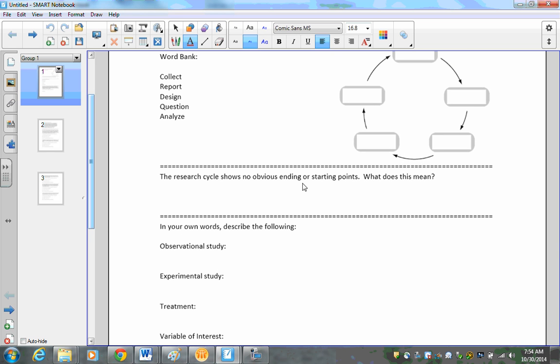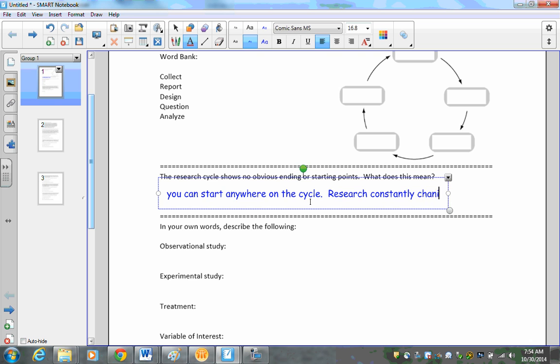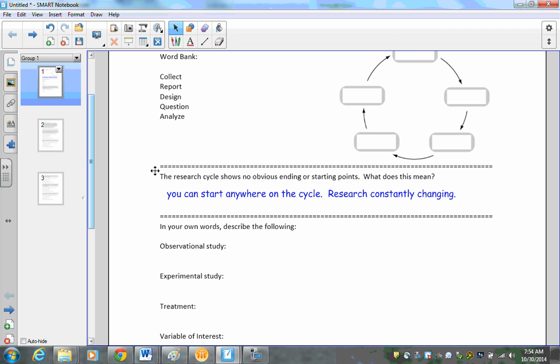Research cycle shows no obvious ending or starting points. What does this mean? It means that you can start anywhere on the cycle. And there's no ending point, so that means research is constantly changing. And of course, once you change something, then sure enough, it's going to change everything, and you might have to redo your research.